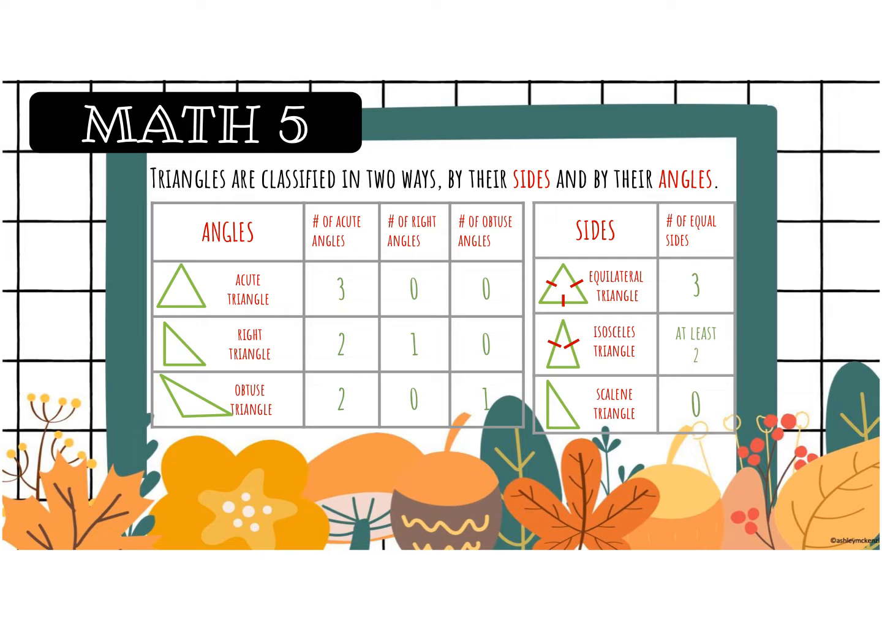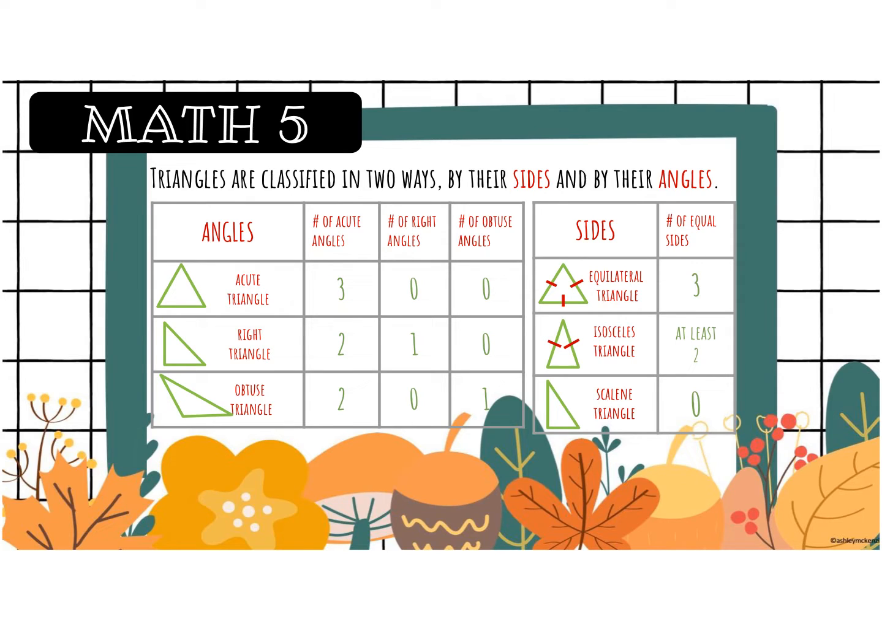If it's a right triangle, that means that it has one right angle and the other 2 have to be acute. If one of them is 90 degrees, that means the other 2 have to be less than 90. If it's an acute triangle, that means all 3 angles are acute angles. They're all 3 less than 90. And if it's obtuse, that means only one angle is obtuse. One of them is greater than 90, which means the other 2 have to be acute, less than 90.